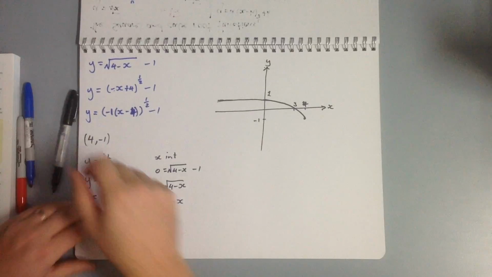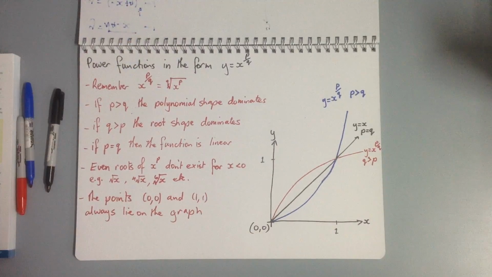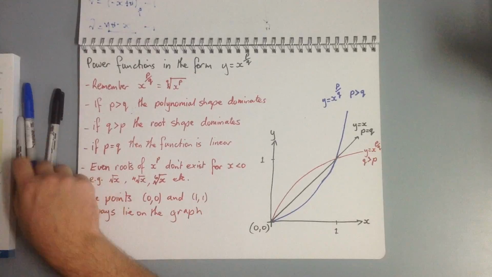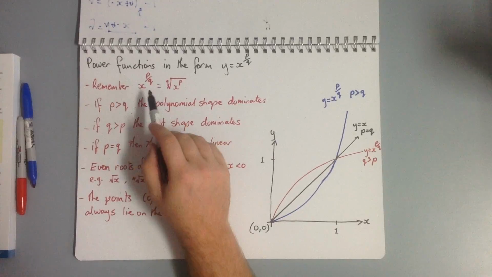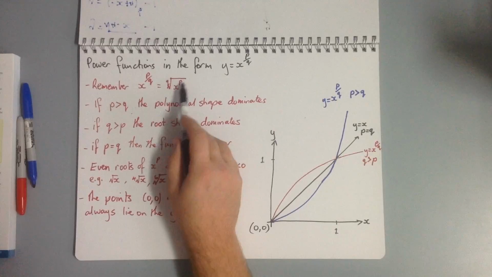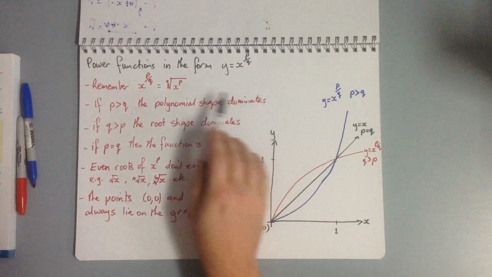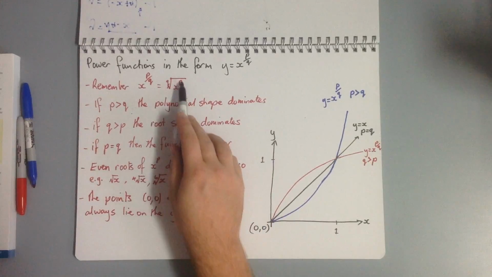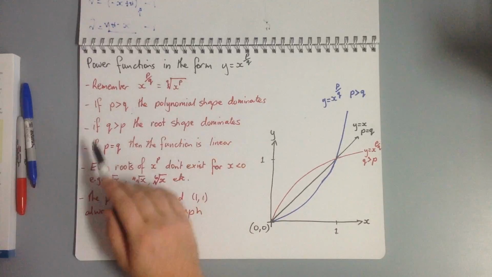We've got one last section to look at, which is power functions in the form of y equals x to the power of p on q. Remember we can think of this being written in a different way because of our index laws. We can think of it as the q root of x to the power of p. So if p is bigger than q, the polynomial shape will dominate. So this x to the power of p shape will dominate over the root shape.